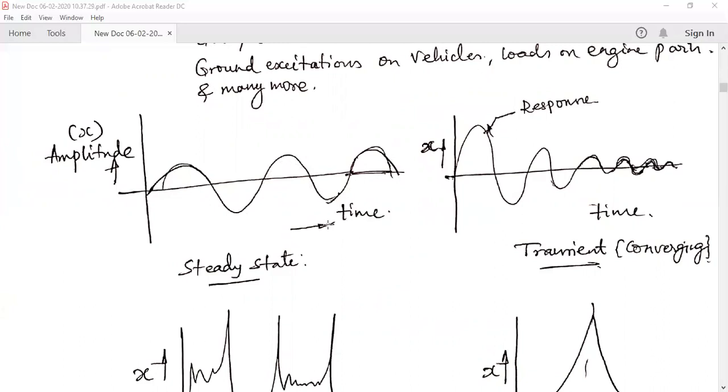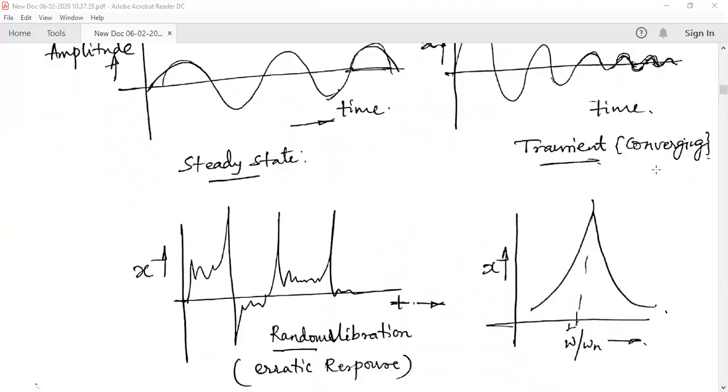So steady state vibrations are typically seen in machine members. In case of damping being provided, you will see the response gradually diminishing with the passage of time. We call it transient, converging type of curves. Displacement is taken on the y-axis, the response with respect to time. You can see very high displacements and very low displacement as the vibration dies down.